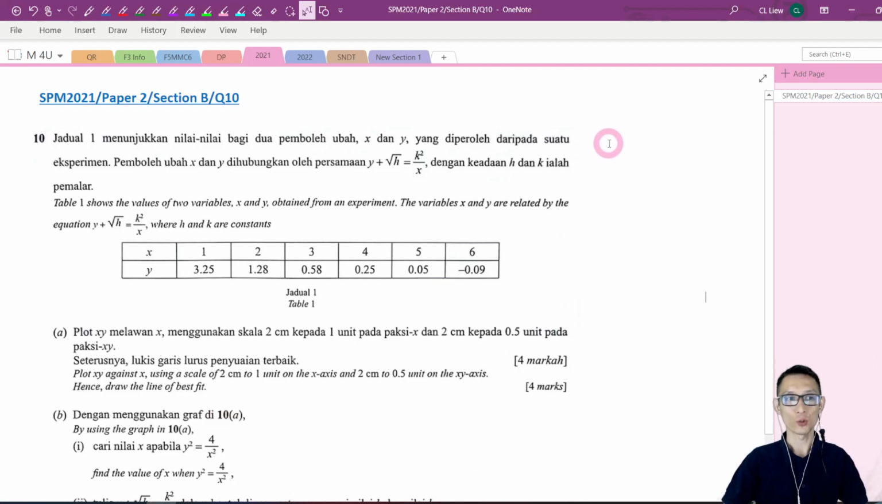Hi, let's solve this question. This question is taken from SPM 2021 Paper 2 Section B and it is from your Form 4 Math Chapter 6 Linear Law. Now let's look at this question.